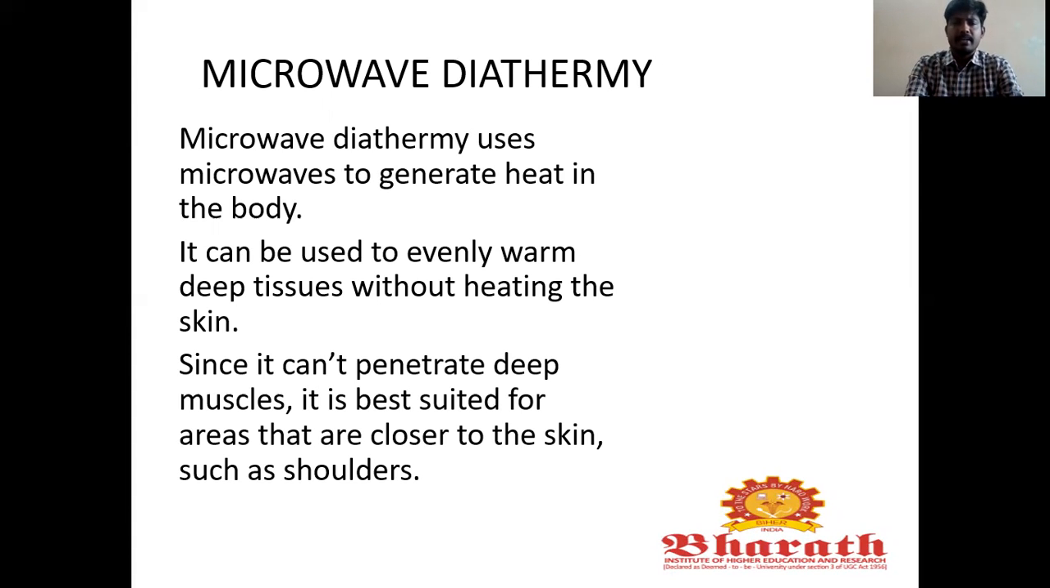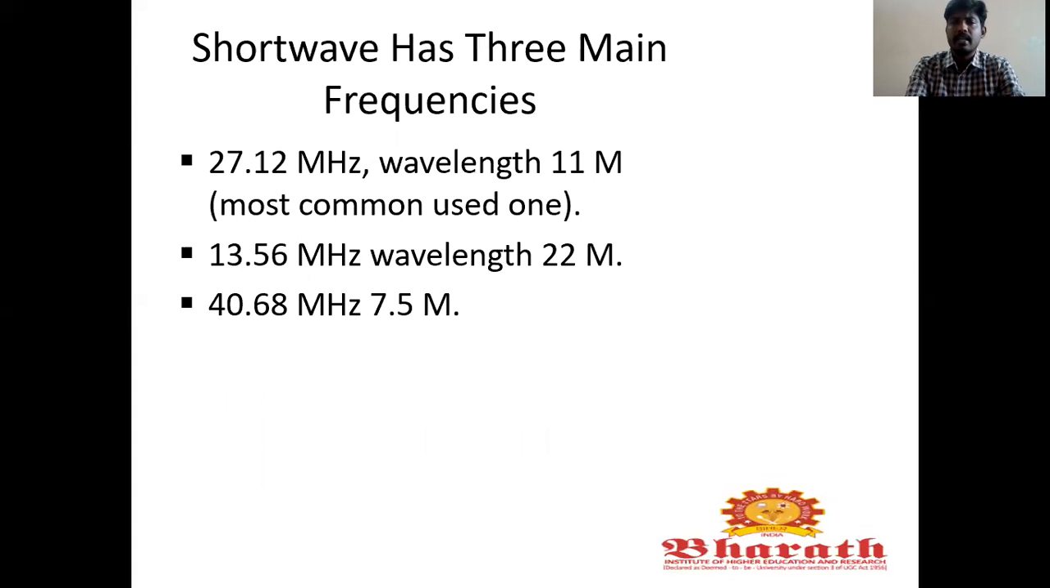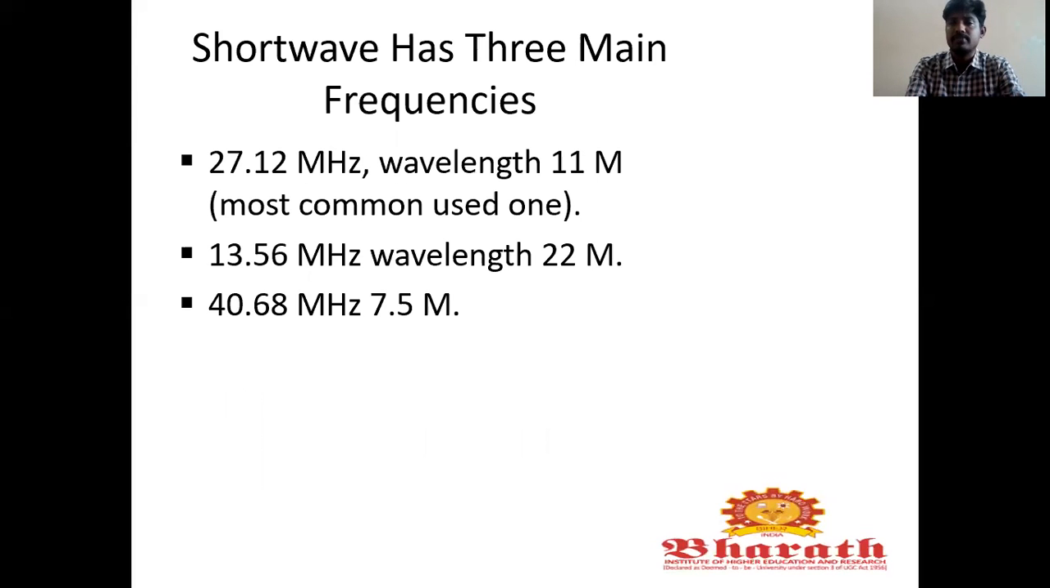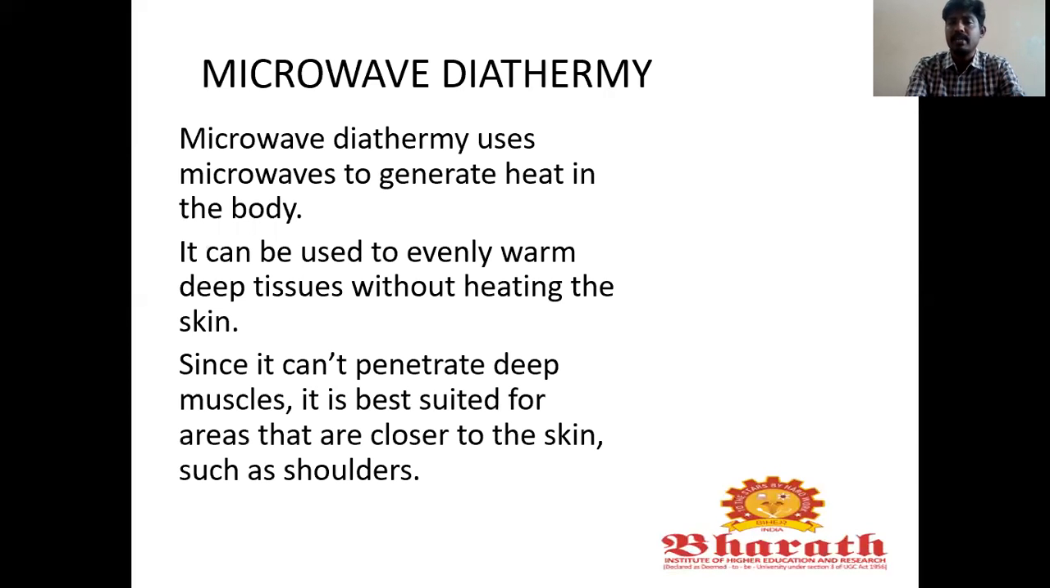Next, we can see microwave diathermy. What is the meaning of microwave diathermy? We know that in short wave, based on 3 main frequency levels, we can generate electromagnetic energy to generate heat in applied pulsed or continuous energy waves. But in microwave diathermy, we use microwaves to generate heat in the body.